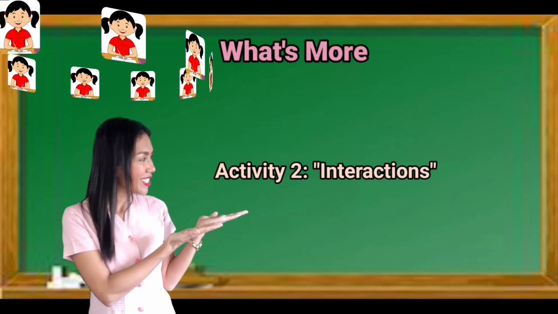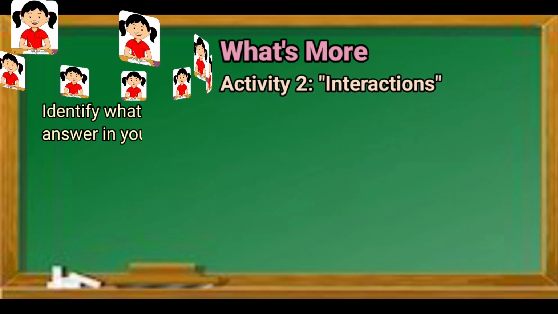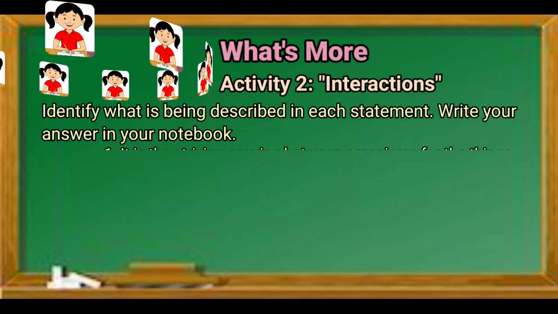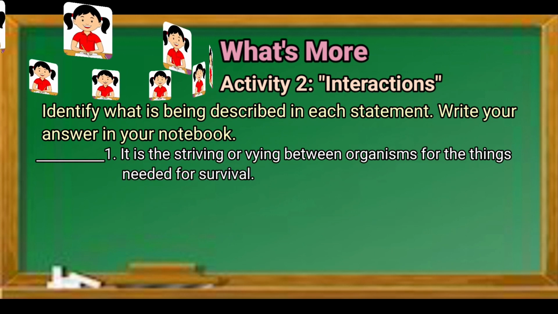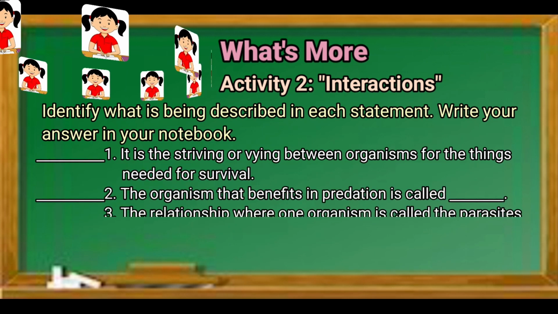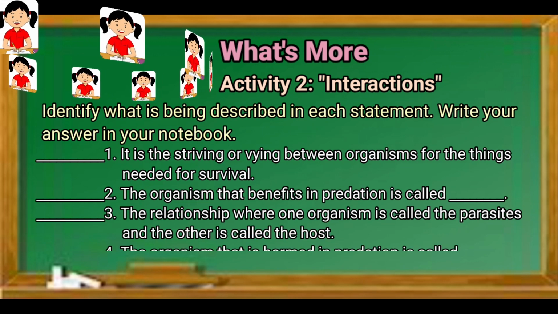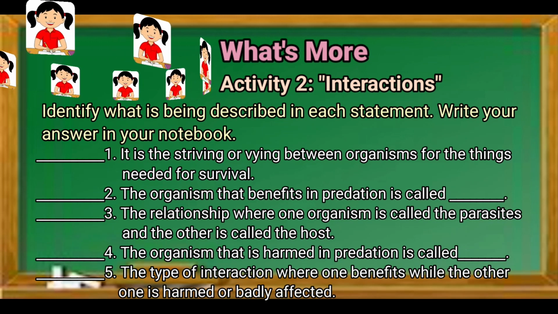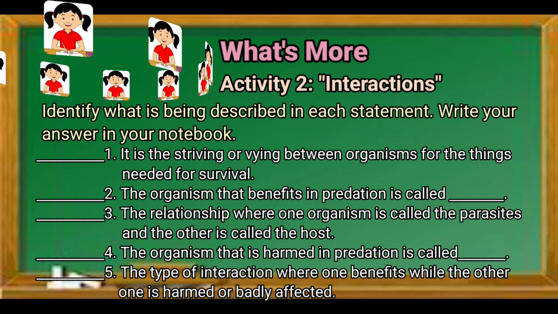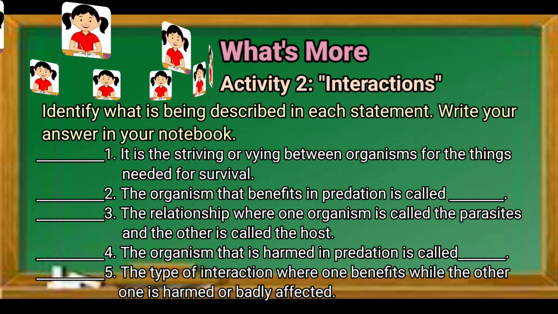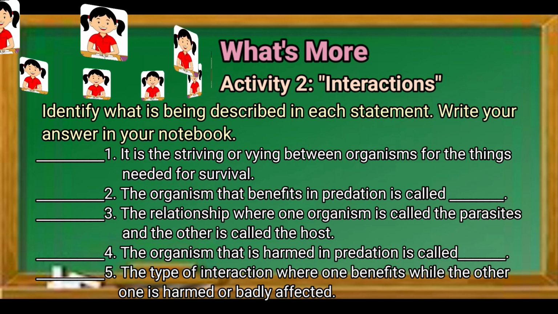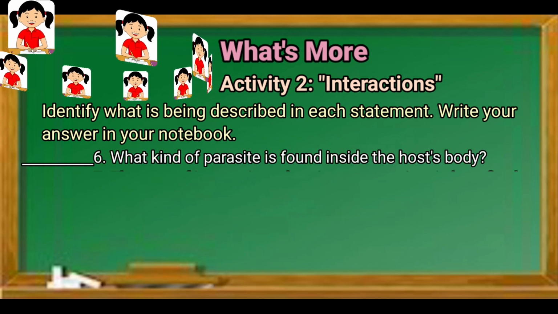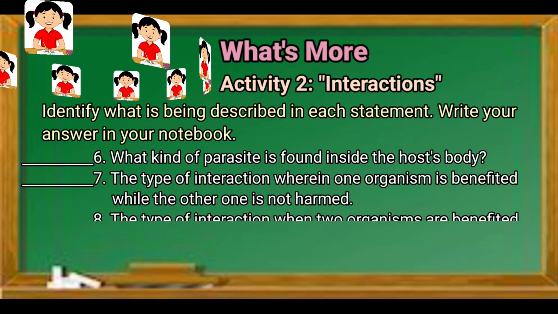Activity 2. Interactions. Identify what is being described in each statement. Write your answer in your notebook. First, it is the striving or vying between organisms for the things needed for survival. Second, the organism that benefits in predation is called blank. Third, the relationship where one organism is called the parasite and the other is called the host. Fourth, the organism that is harmed in predation is called blank. Fifth, the type of interaction where one benefits while the other one is harmed or badly affected. Sixth, what kind of parasite is found inside the host's body.